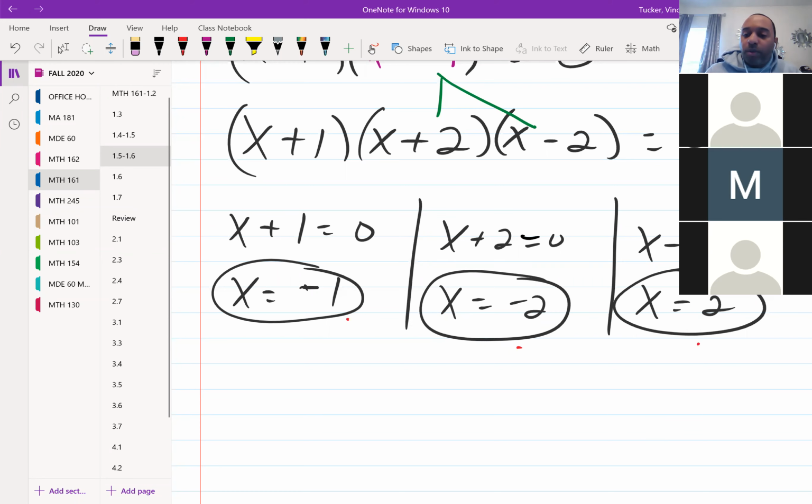So it is January 27th. We are on section 1.6.